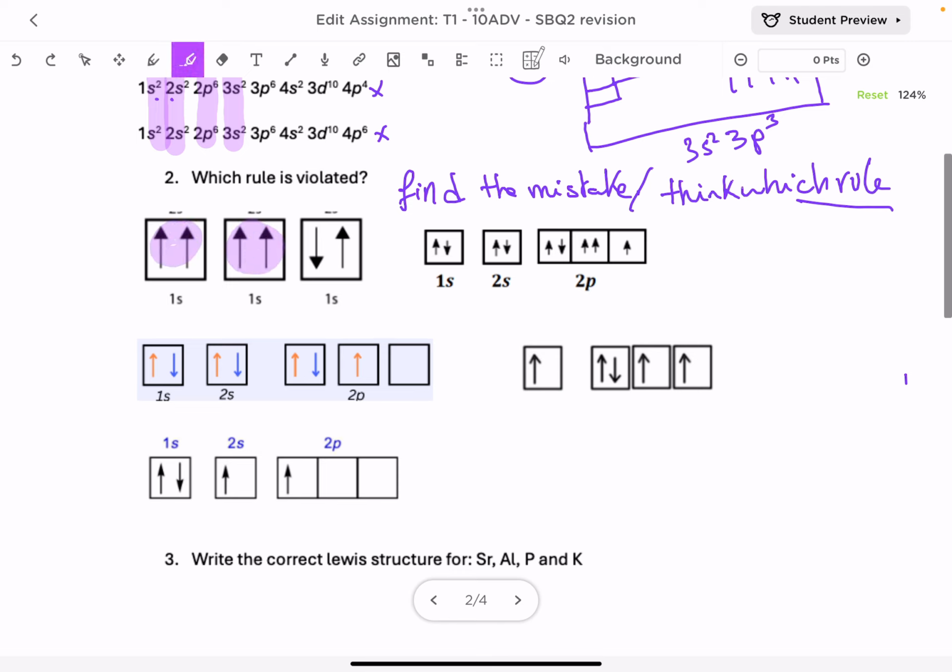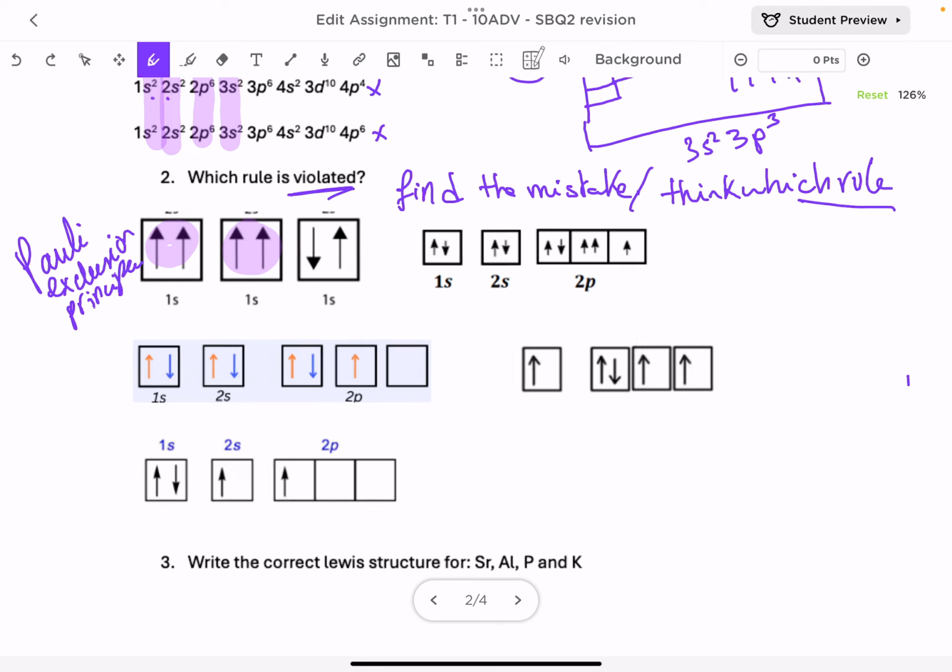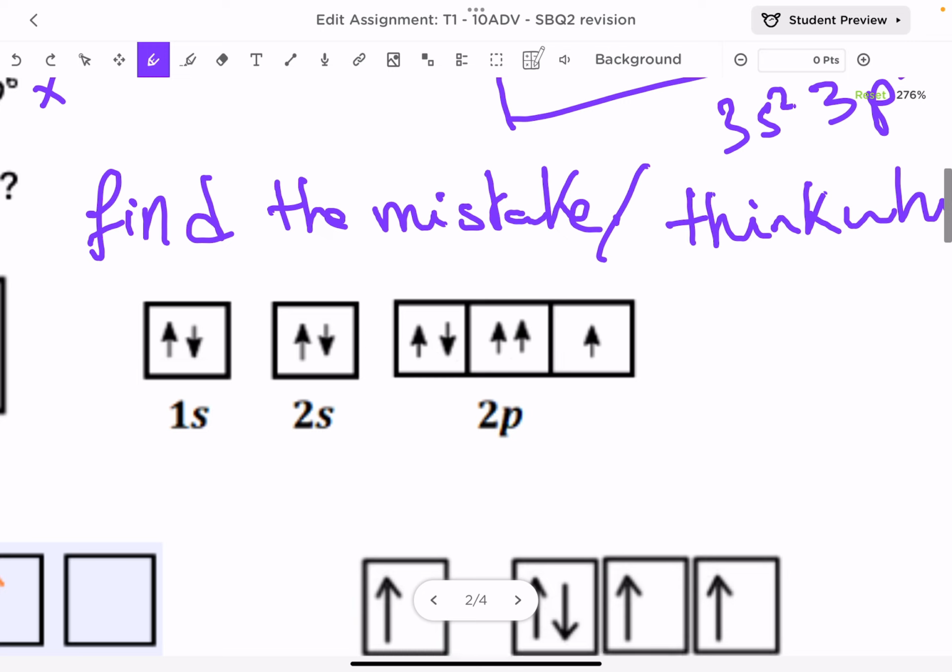So here, when I look at this diagram, this is wrong. This is the same mistake repeated. Now this is violating the Pauli exclusion principle, since Pauli said you cannot put two electrons with the same spin. So this violates the Pauli exclusion principle.